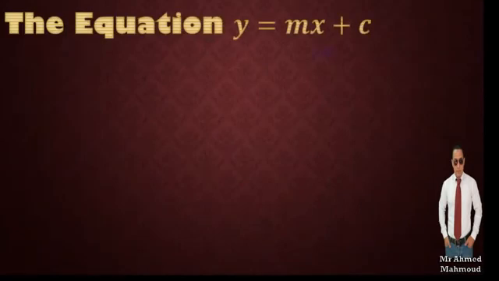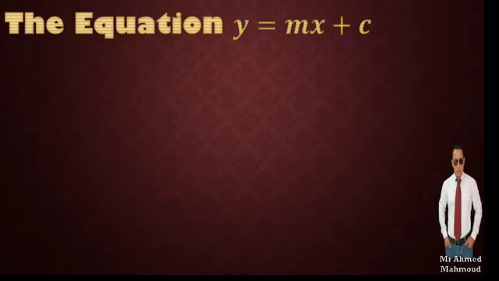This is the main equation of our lesson. From the previous equation, ax plus by plus c, I only needed to identify the slope, which is negative a over b, and the y-intercept, which is at y equals 0. Okay, now we have a new form of equation, y equals mx plus c.